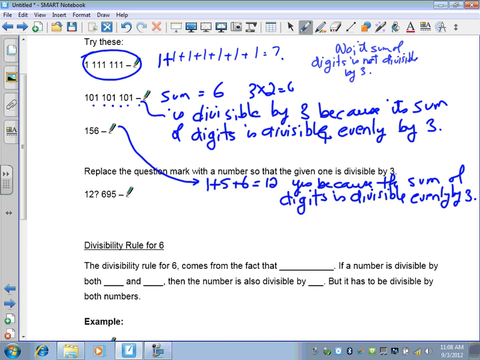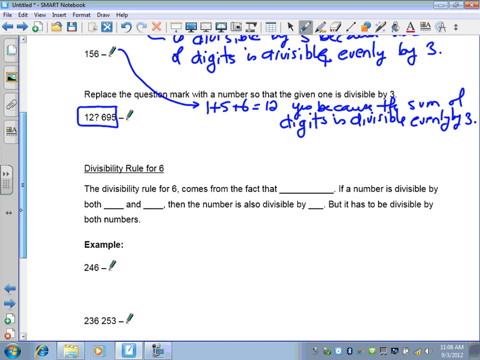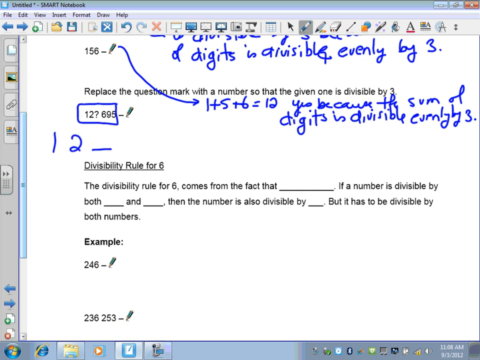Okay? So now the next thing we're going to do is we're going to test your understanding. I want you to take this number right here, and you'll notice it has a question mark in it. So I've got 1, 2, blank, 695. So I have 120 something thousands, 695. I want you to tell me what number goes on this blank. Now remember, there could be more than one. I'll give you a second to try to figure it out. Pause the recording.